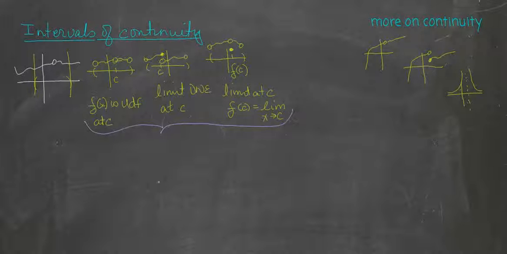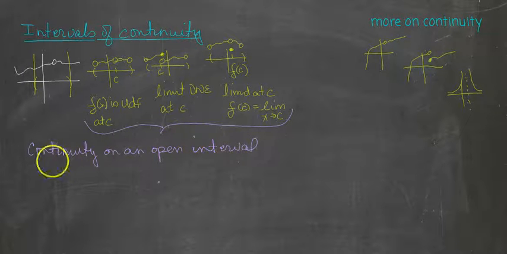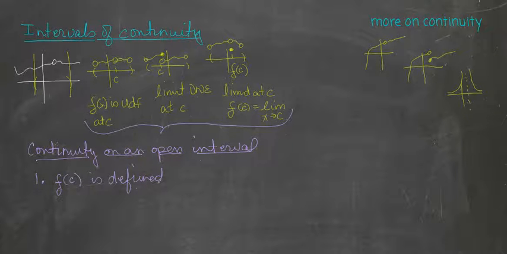If we want to define continuity on an open interval, for every point on that interval we'd have to be able to say that, one, f of c is defined, meaning it exists, and two, the limit as x approaches every c, so each individual limit, if you move c over, continues to exist.